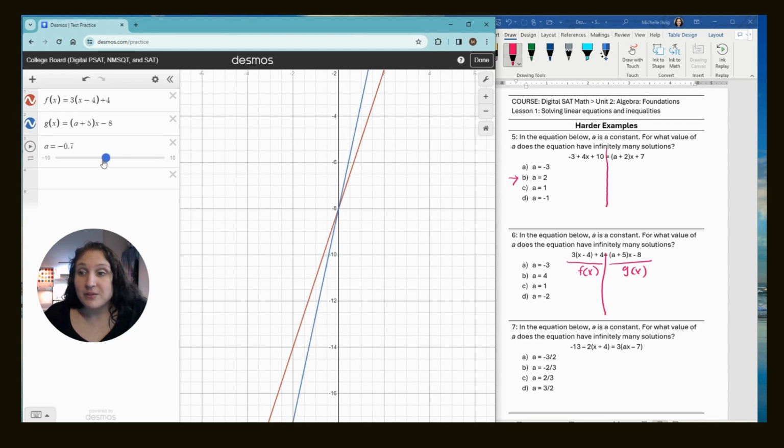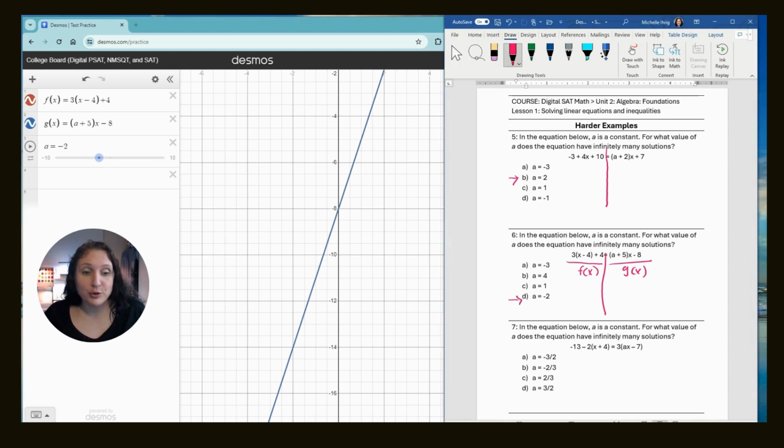If I move it this way, I see that it's getting closer to the red line, so I want to move it to the left. Now I went too far, so I'm going to keep moving it back and back, and we can see at -2, they're the same graph. So the correct answer is -2.